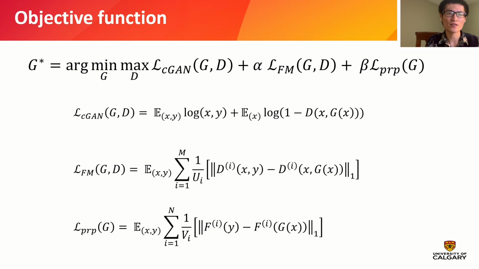Here is our objective function. G star is the optimal generator we want to find. Objective function consists of 3 parts: cGAN loss, feature matching loss, and perceptual loss.